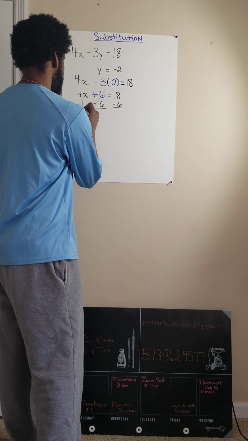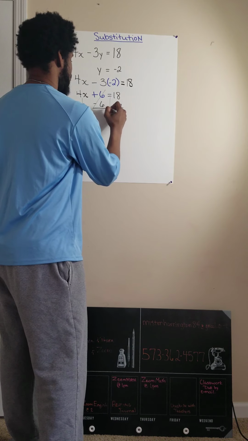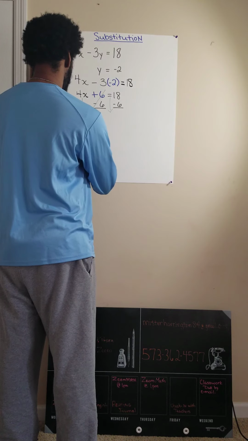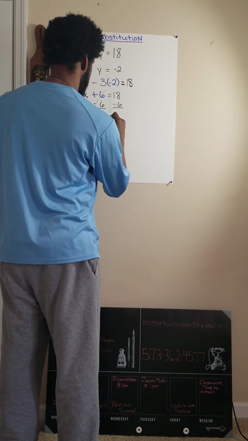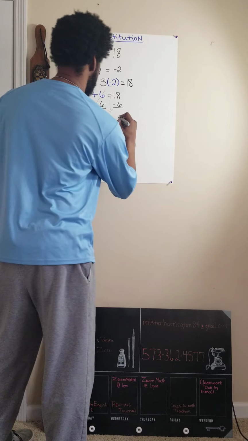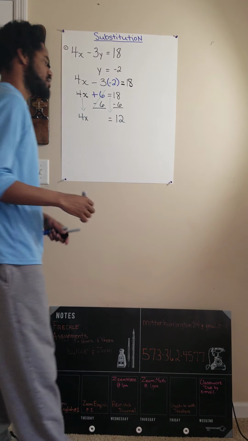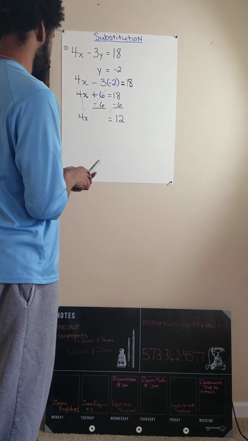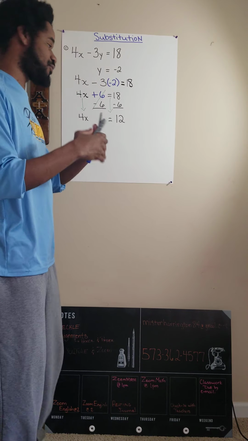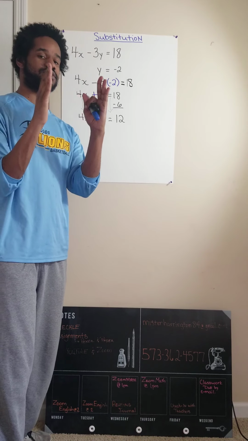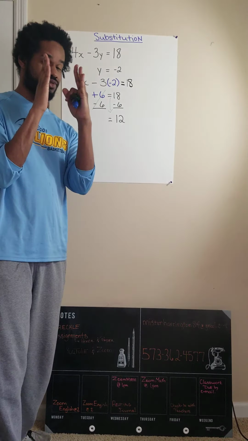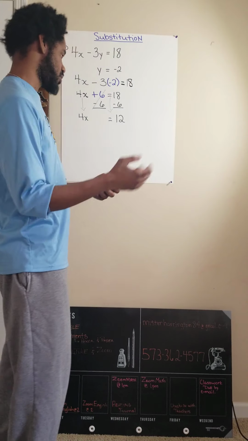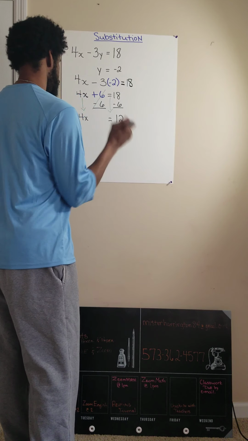So I'll bring down my 4x, bring down my equal sign. So now we have 4x equals 18 minus 6, which is 12. All right, so we still have a little bit more to go. Just one more step. 4x means 4 times some number. Remember, when you have a variable right next to a number, that means multiplication. So in order to get rid of multiplication, what do we do? We divide.